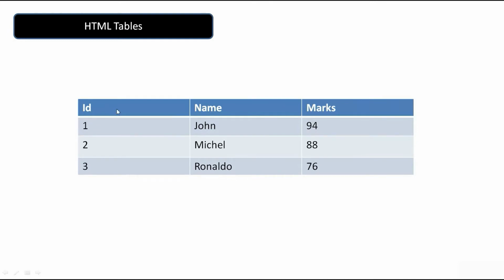You can see this ID, name, marks. This is called the table head part. We can call it the table header. This ID, name, marks, whatever the header may be, it is called the table header in HTML.